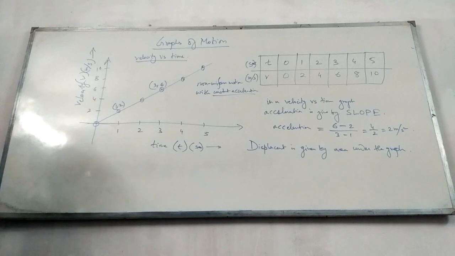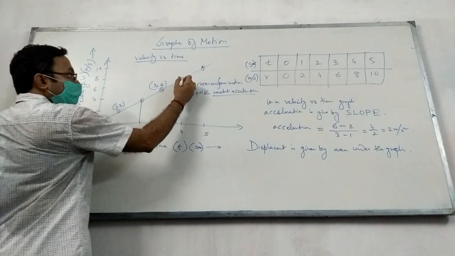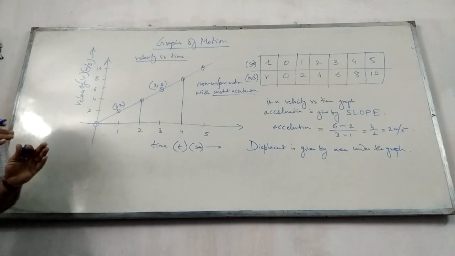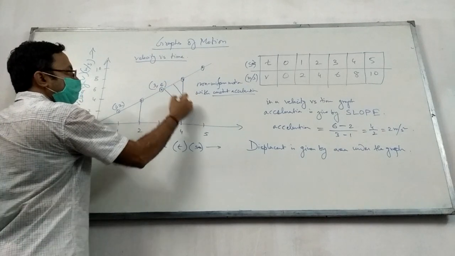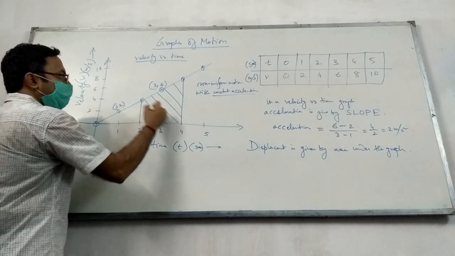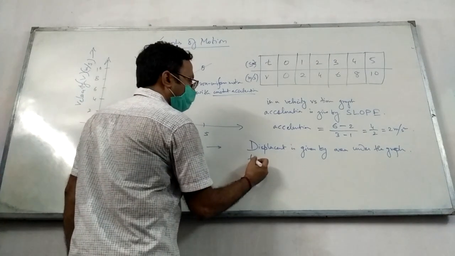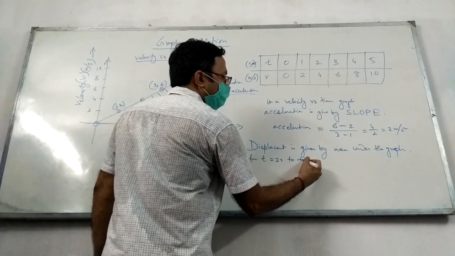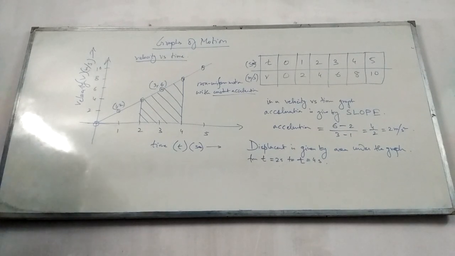Now, what is that? Say if I ask you how much is the displacement from t equal to 2 second to t equal to 4 second. Mane from time interval t equal to 2 second to time extent 4 second, how much did the body displace? Then you just find out this area and that will be the answer. Okay, so from t equal to 2 second to 4 second, how much is the displacement?